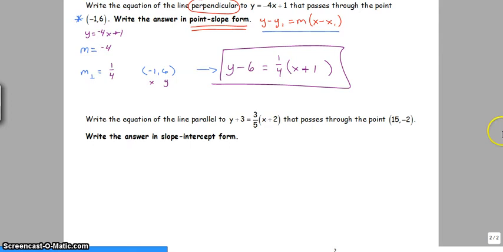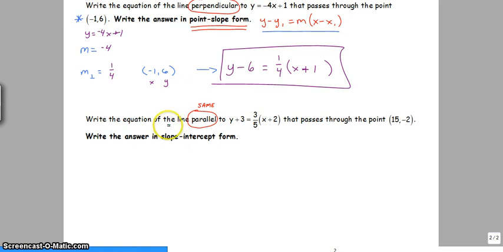It says, write the equation of the line parallel to y plus 3 equals 3/5 times x plus 2 that passes through the point 15, comma, negative 2. Write the answer in slope-intercept form. So again, I'm going to go through and identify my important pieces of information. First of all, parallel. Circle either the word parallel or perpendicular in every problem of these. Parallel means you will use the same slope.